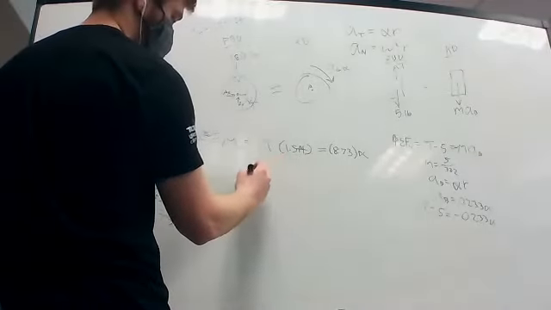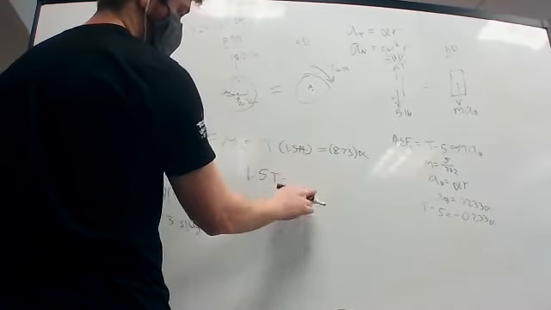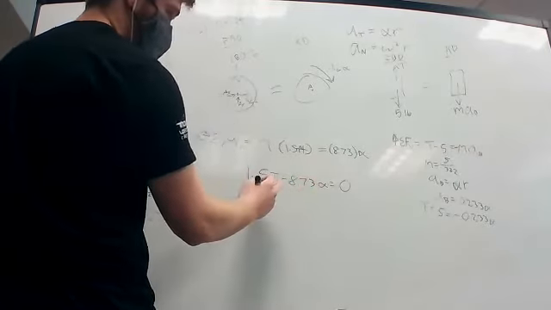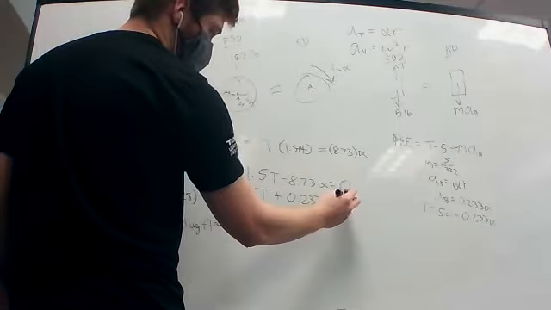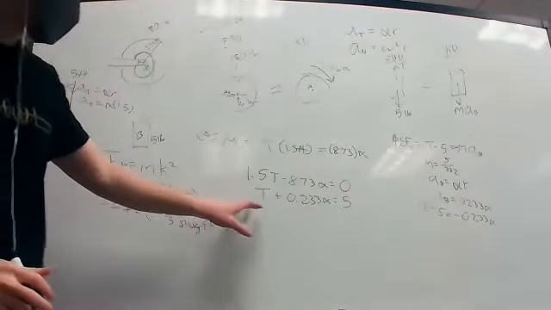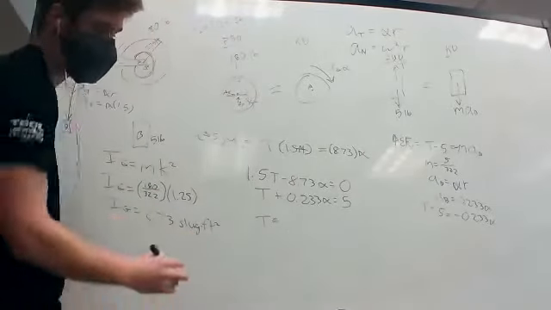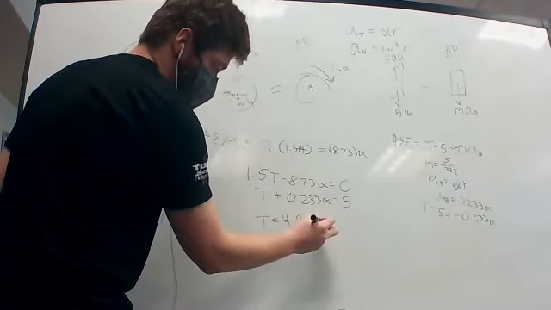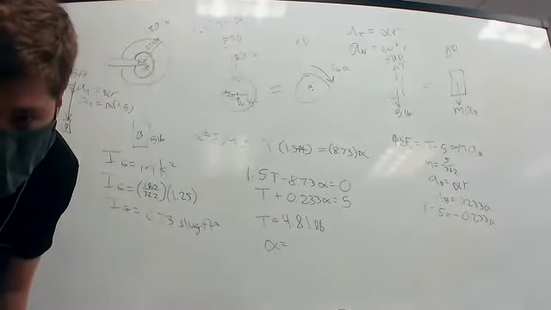So we'd have 1.5 T minus 8.73 alpha equals 0, and T plus 0.233 alpha is equal to 5. And that just comes from this equation here, this equation here. You can use a matrix for this and say that T is equal to 4.81 pounds and alpha is equal to 1.23 feet per second squared.